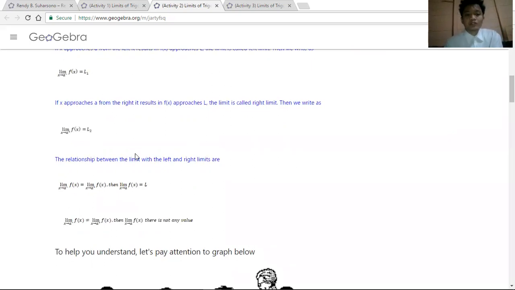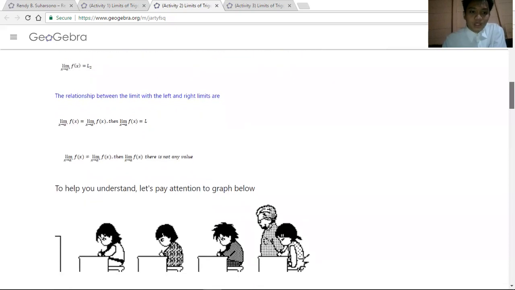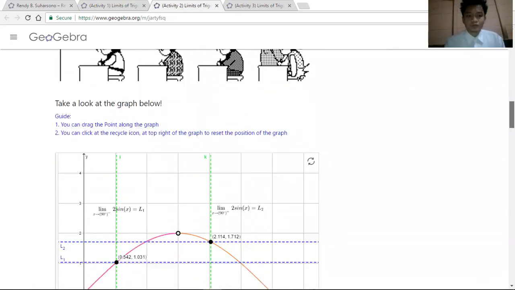The relationship between the limit with the left limit and right limit. If the left limit and the right limit are equal, then the limit as x approaches a of f(x) is equal to L. And if the left limit is not equal to the right limit, then the limit of the function as x approaches a does not exist. To help you understand, let's pay attention to the graph below.